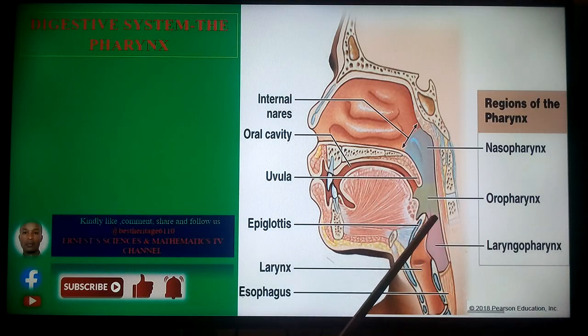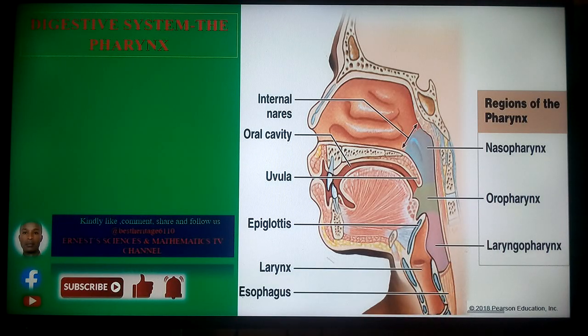Now in this particular section of the pharynx, there's a section referred to as the epiglottis, and this moves posteriorly to ensure that the food being swallowed does not enter the airway, which is the larynx. It ensures that food moves smoothly into the esophagus, and as we said, the esophagus is made up of longitudinal muscles which contract so that food moves through the process of peristalsis into the stomach.